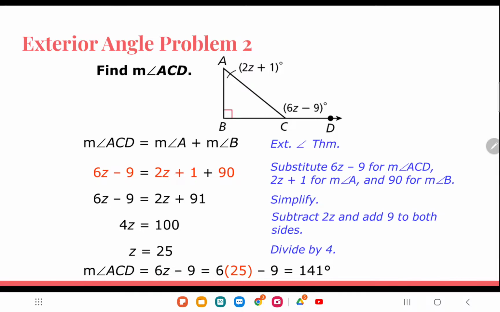My answer of 141 for the exterior angle measure of ACD, again, can be checked. 90 plus angle A, if z is 25, is going to be 51. That adds up to 141 degrees. So I know I've done my work correctly.